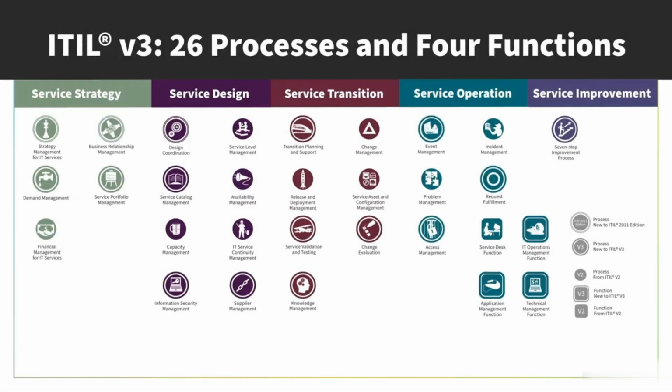This graphic shows the entire ITIL version 3 set of 26 processes arranged by service lifecycle phase, along with 4 functions or departments that ITIL v3 specifies. In the lower right-hand corner you see a legend that shows what's new in ITIL v3 and what was carried over from prior versions. This legend is included to help you better understand and communicate how ITIL has evolved.